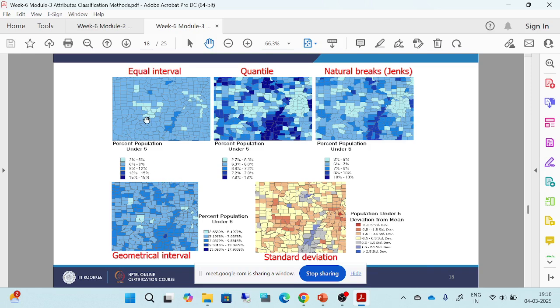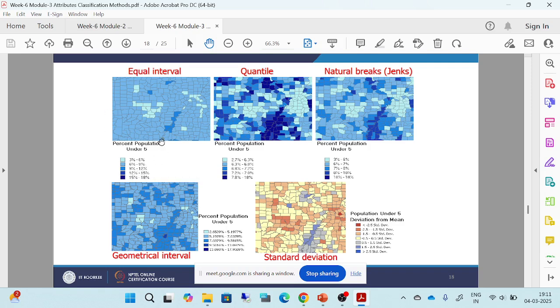So if you take a look at equal interval, this may not give us very good results in this particular case. Like this is population, no? So it's not a very good population map against each land record, and it is having equal intervals like 3 to 6, 6 to 9, 9 to 12, 12 to 15. Like a 3% difference has been maintained here.